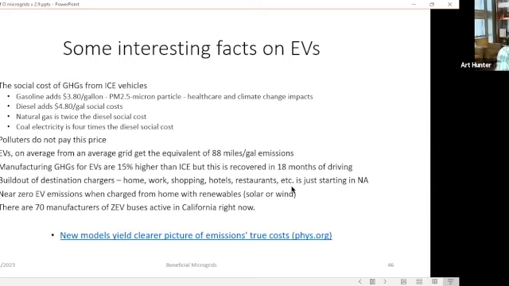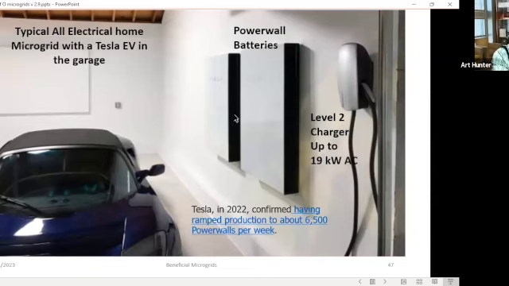And one estimate is 3 times as many charging stations as there are EVs. And of course, in my case, I have near zero EV emissions because I'm generating the power which is used for my mobility. And interesting factoid that I didn't realize, that 70 manufacturers of zero emissions buses are active in California right now. And California is taking off doing this in a major way. In China, by the way, they're well ahead of what's happening in North America with electrified buses.